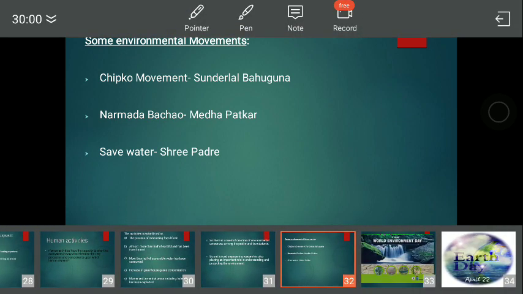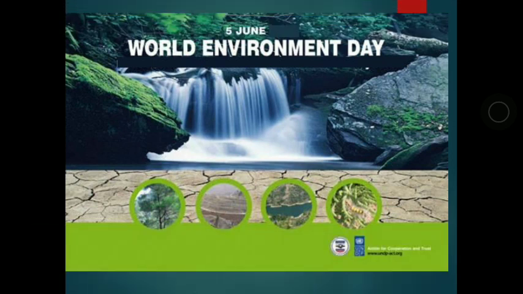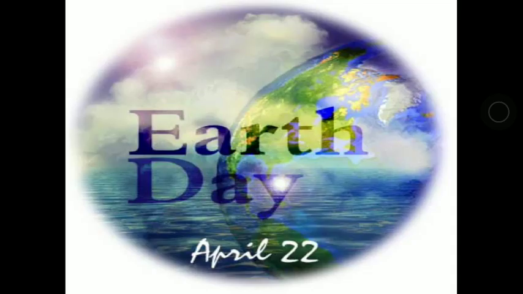Right, so next, it is the World Environment Day. It is celebrated on 5th of June. Let us celebrate it grand next year, 2021 maybe. Also, Earth Day is celebrated on April 22nd. So these are the things you have to keep in mind, because environment has to sustain.